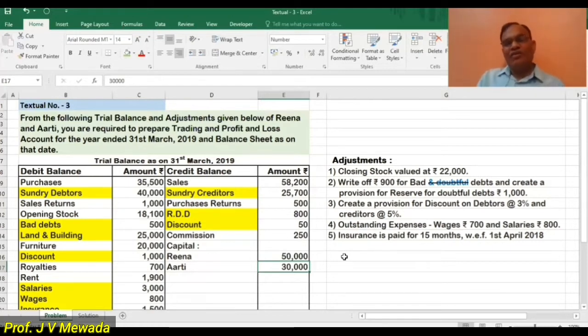And on the liability side, we have a formula for the creditors, and we have a double formula for debtors on the asset side, one for bad debts and one for discount on debtors. Then we have normal outstanding expenses, wages, salaries, and insurance is prepaid for 12 months. Insurance is paid for 15 months with effect from 1st April 2018. Okay, so it is prepaid for 3 months.